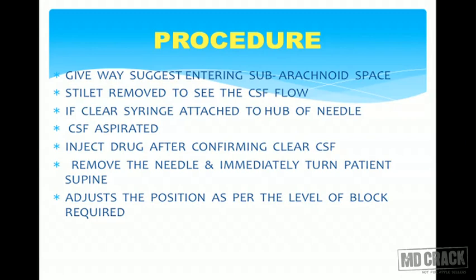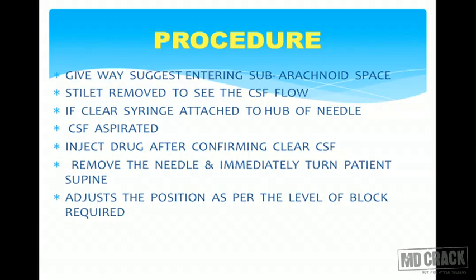But if the blood tinged CSF which comes at the start of the flow is maintained, and the CSF coming out from the needle is continuously blood stained, you should think in terms of subarachnoid hemorrhage or any other complication that the patient may have. If this is seen, it is advisable not to inject the spinal anesthetic solution in this particular space.